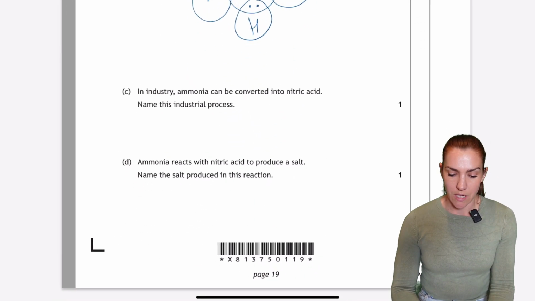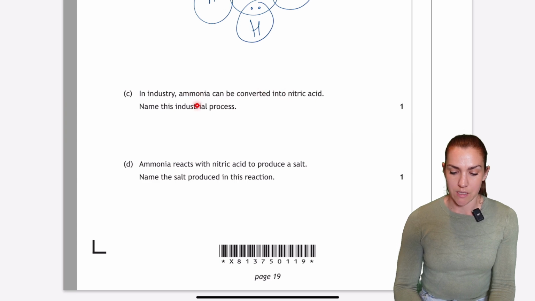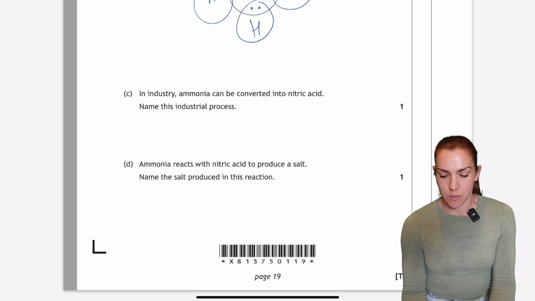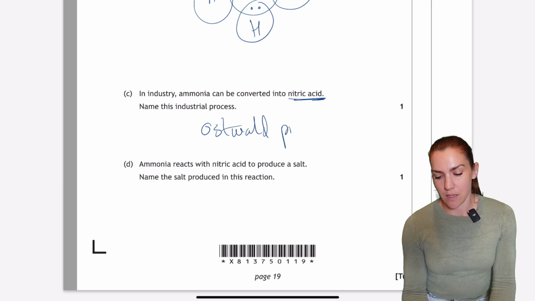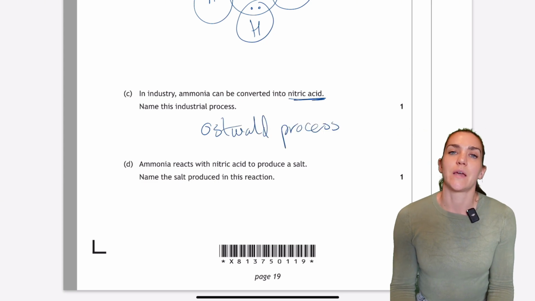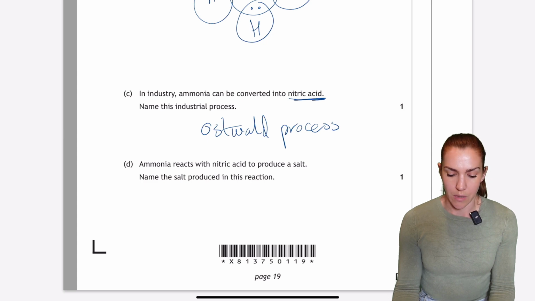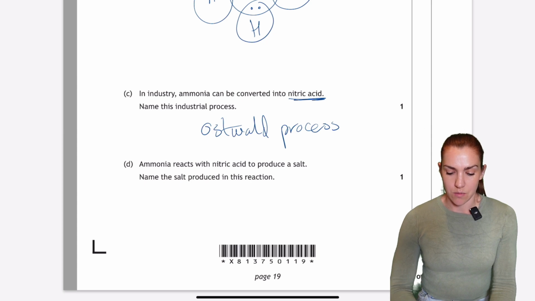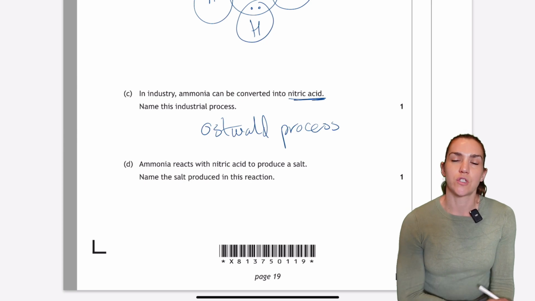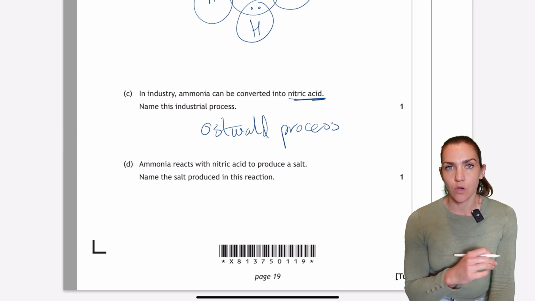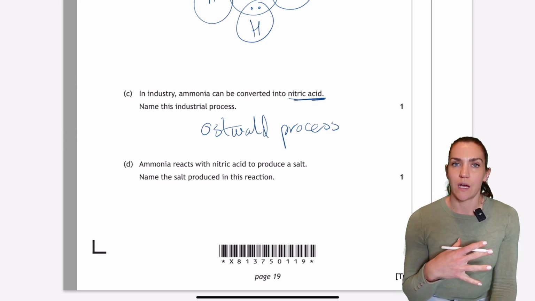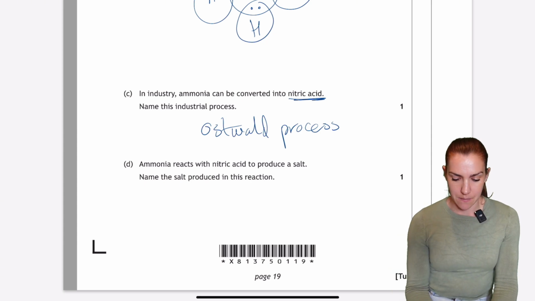The industrial process used to convert ammonia into nitric acid. Nitric acid is produced in the Ostwald process. Spelling of names of processes and chemicals is very important, so make sure that you know how to spell these sorts of things. And then ammonia reacts with nitric acid to produce a salt. Name the salt produced in this reaction. So if you've used ammonia as your base, your alkali, the salt will have ammonium in the name.